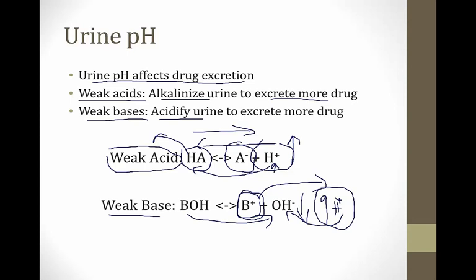And the easy way to remember this is just that you want to do to the urine the opposite of the drug. So if the drug is an acid, then you want to alkalinize the urine to get it excreted. And if the drug is a base, then you want to acidify the urine to get more to be excreted.